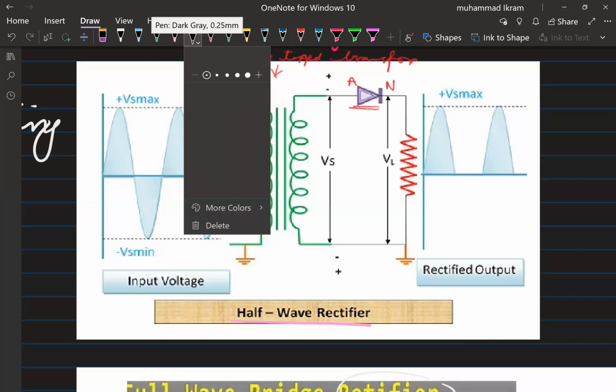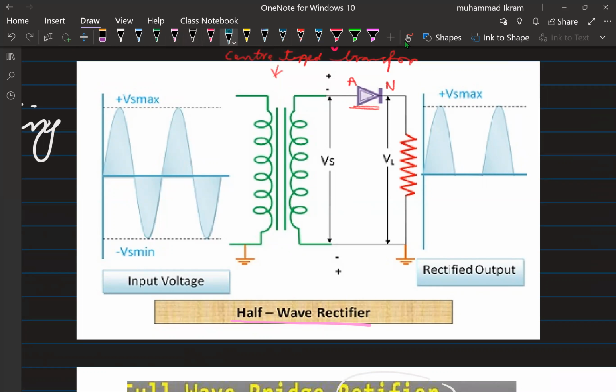Now let me choose. Okay, I will do with this one. Here, this is our input supply. This is our input. Here now you see that we have the resistor also in our circuit. Now, what does this resistor actually do?